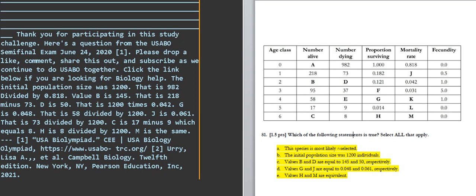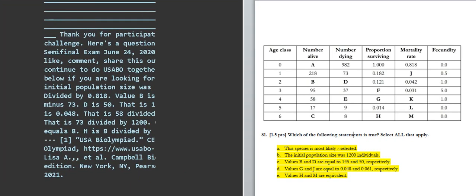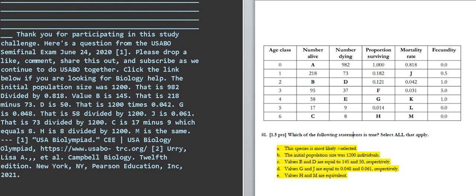The initial population size was 1200. That is 982 divided by 0.818. Value B is 145. That is 218 minus 73. D is 50. That is 1200 times 0.042.